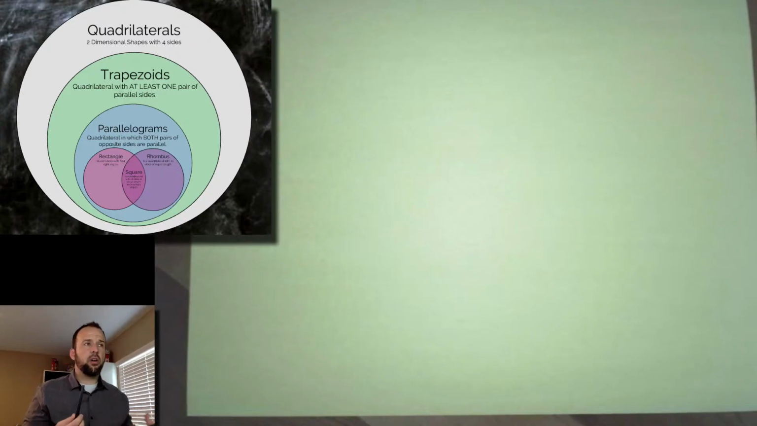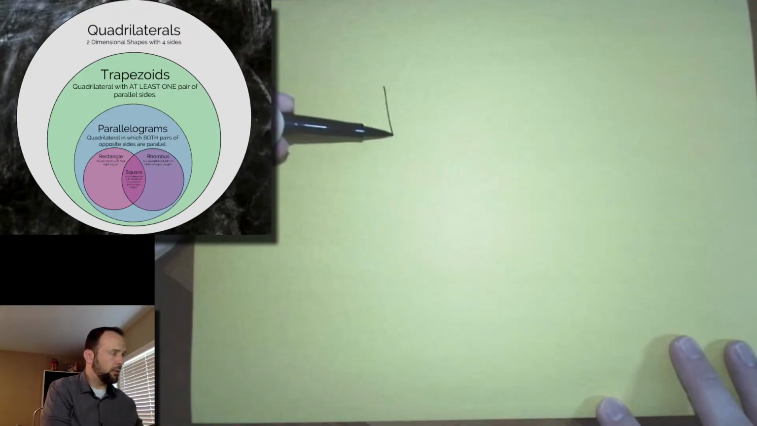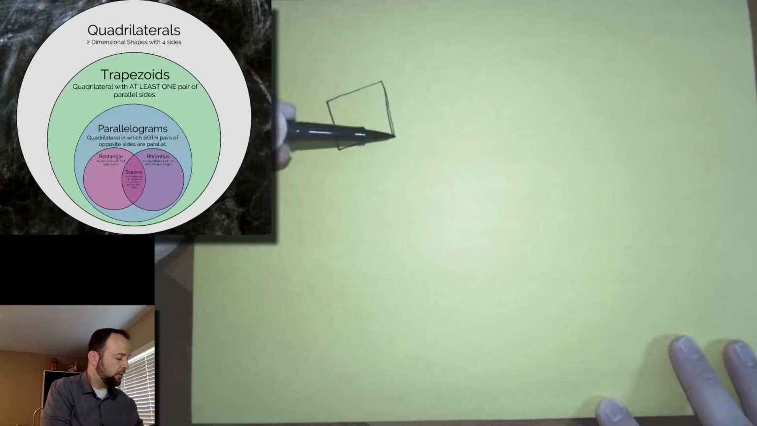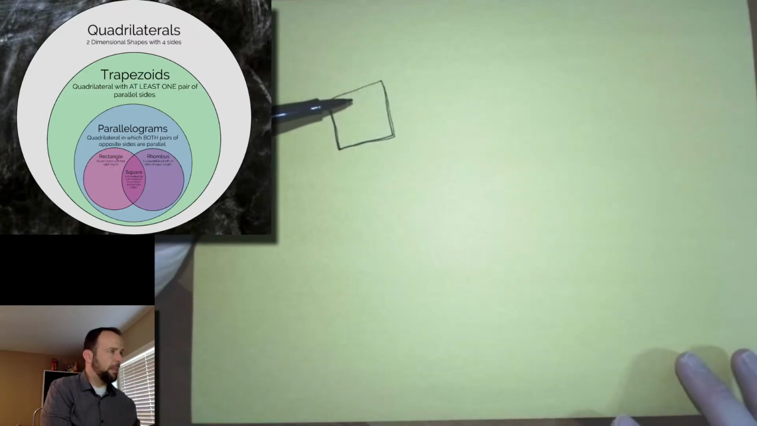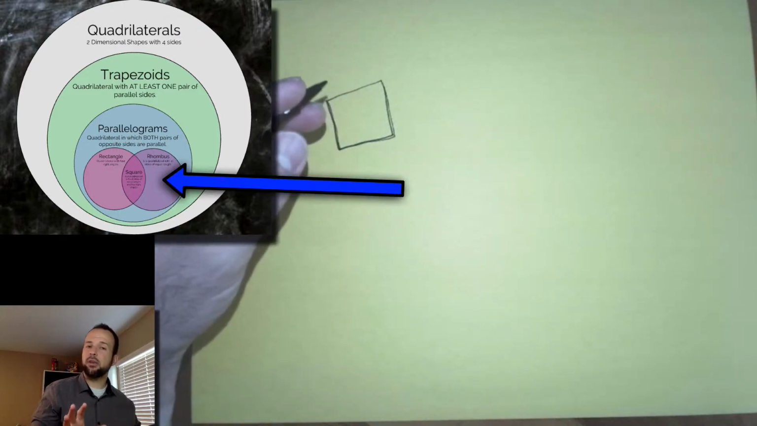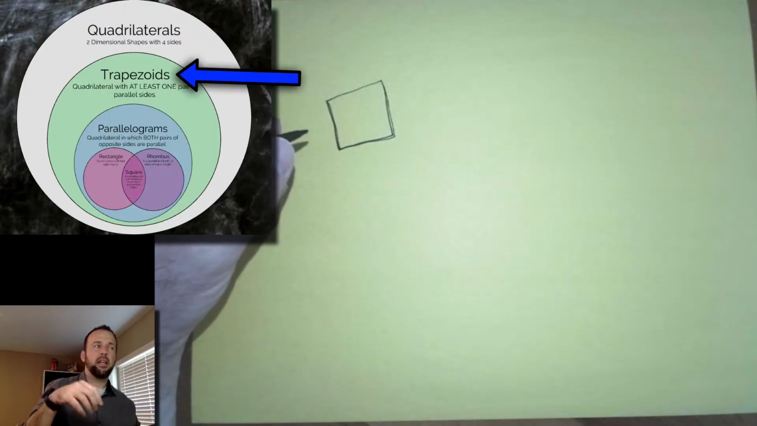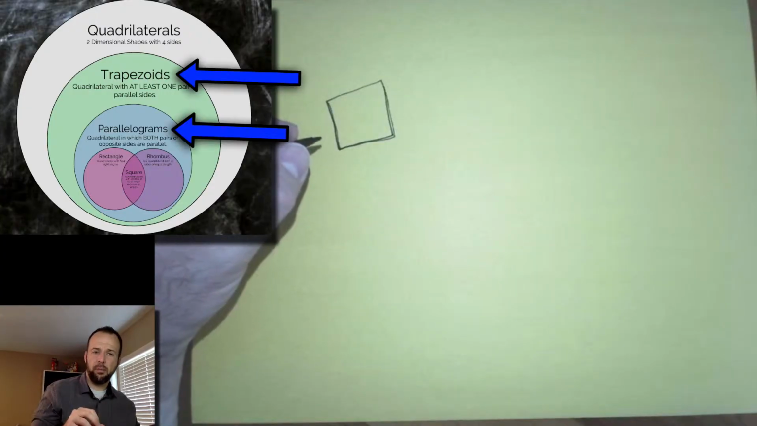Now, first of all, we have to start by drawing a quadrilateral, right? And a quadrilateral is going to have four sides to it, right? So if I were to draw a quadrilateral, okay, it would have four sides. Perfect. Now, if we're going to get to that rhombus there at the bottom in the middle, there's a couple other things that we're going to need to consider as well. A rhombus also has to be a trapezoid. It also has to be a parallelogram, okay?